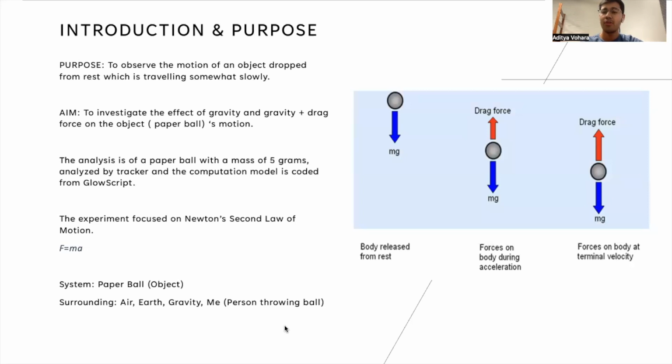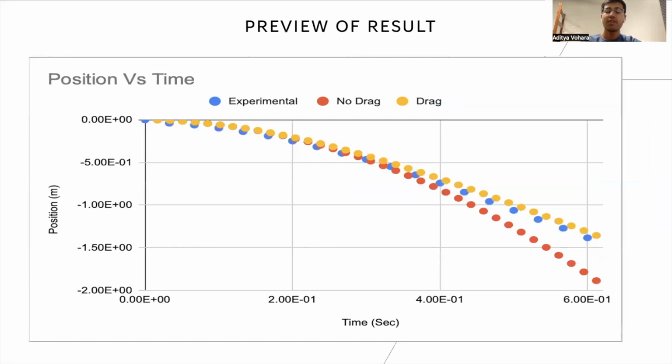The experiment focuses on Newton's second law, which is force is equal to mass times acceleration. The system is the paper ball. The surroundings are everything else that interacts with the system, which is air, Earth, gravity, or even the person who is throwing the ball. As you can see from the figure, a drag force acts in the upward direction, whereas the gravitational force acts in the downward direction. The review of the result is shown here, which we'll discuss further as we go into the video.